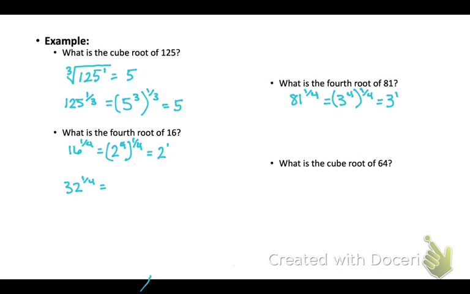Well, 2 to the 4th is 16, yes? And 16 times what gives you 32? 2. So it's 2 to the 5th to the 1/4. So 4 doesn't go into 5 evenly, does it? No. It goes in there one time, and then how much do you have left over? 1/4.